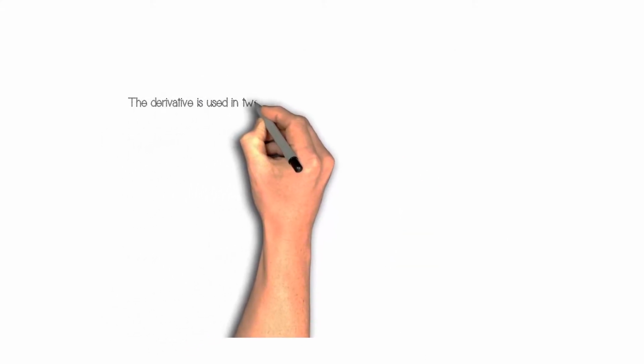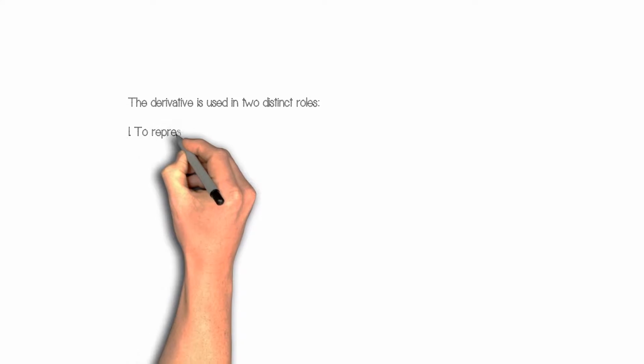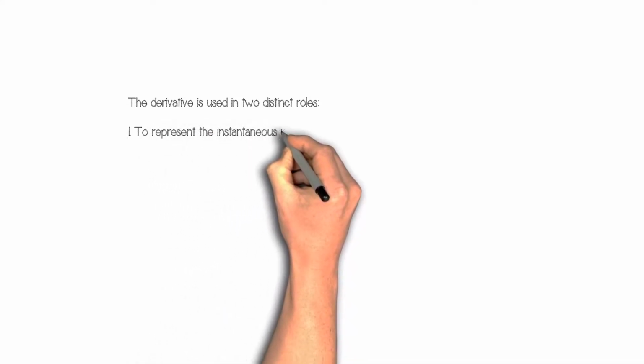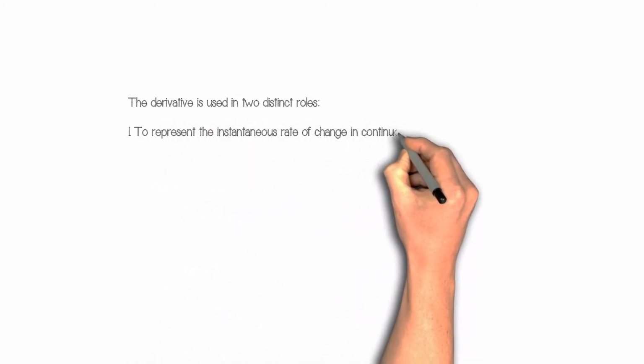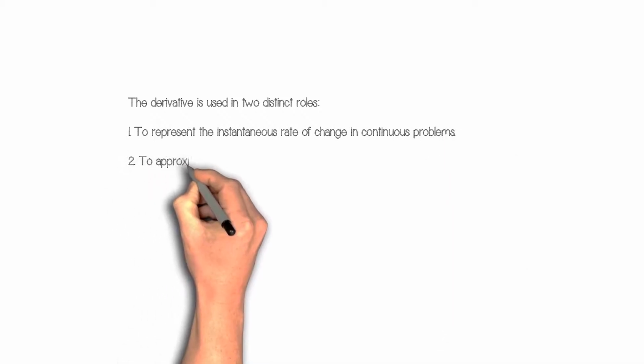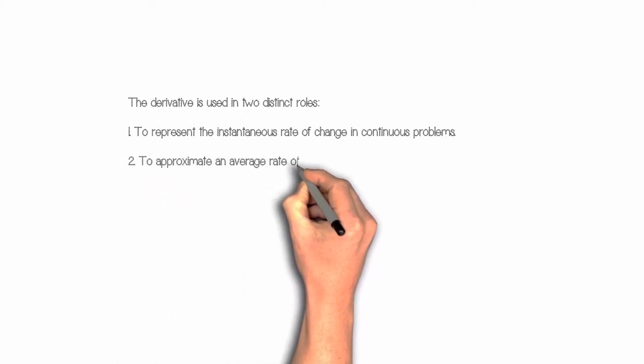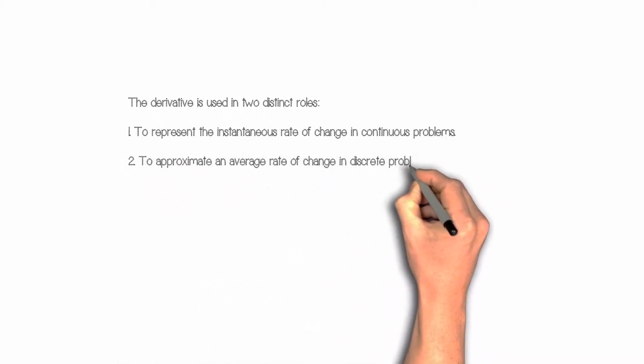The derivative is used in two distinct roles. Number one, to represent the instantaneous rate of change in a continuous problem. Number two, to approximate an average rate of change in a discrete problem.